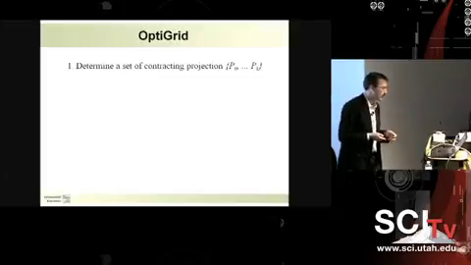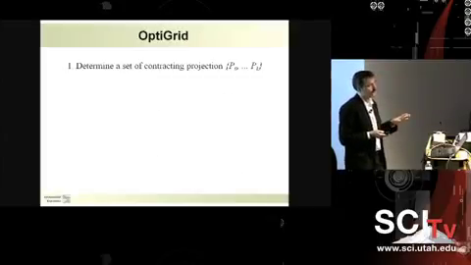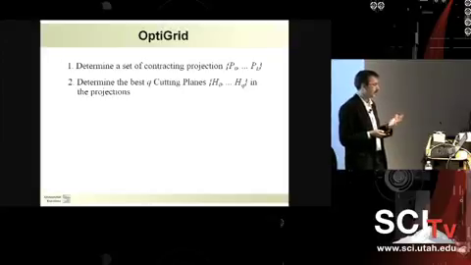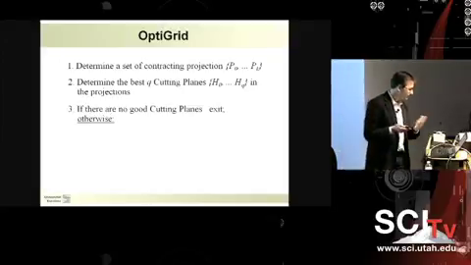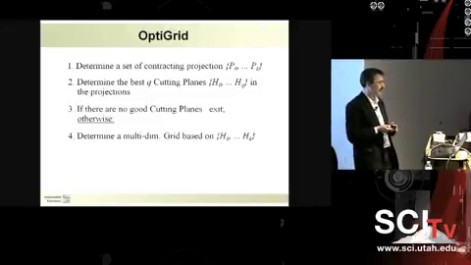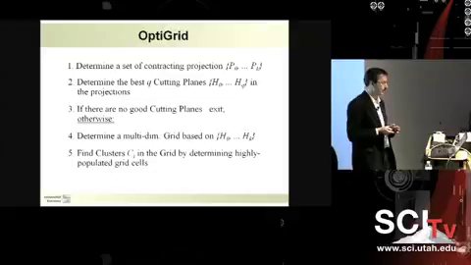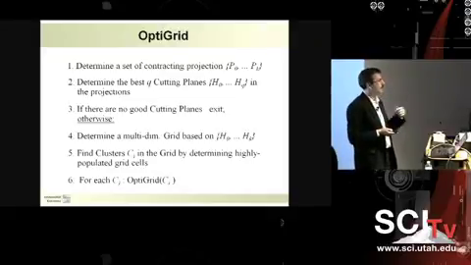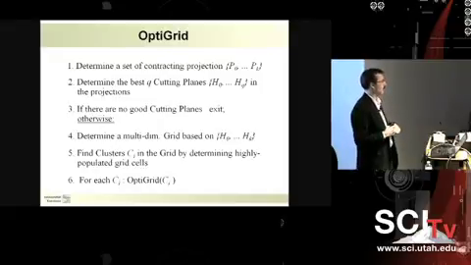And then the algorithm is quite easy. Determine a set of contracting projections, however you get them. Then determine the best cutting planes. Then if there are no good cutting planes, you are done. Otherwise, determine this multidimensional grid. Basically do the highly populated grid cells as before. And then for each of these cells, you recursively do the same algorithm.